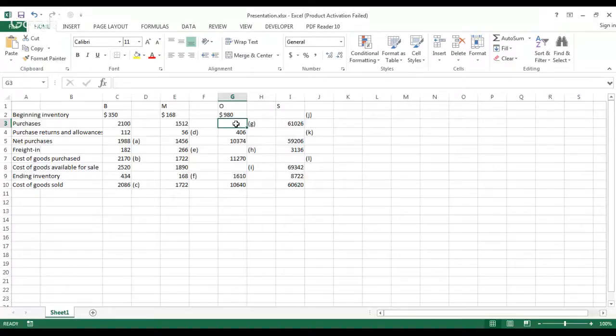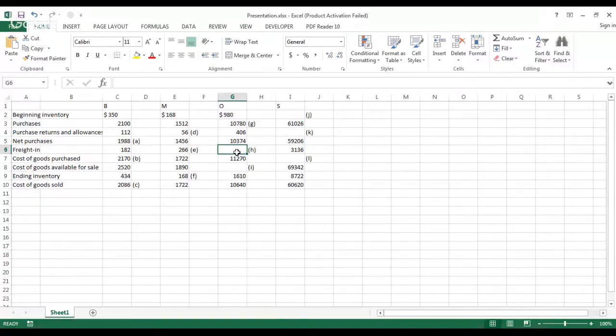And then for G, we're doing purchases. And you can find your purchases by purchases returns and allowances plus net purchases. So then plus net purchases comes out to be 10,780.